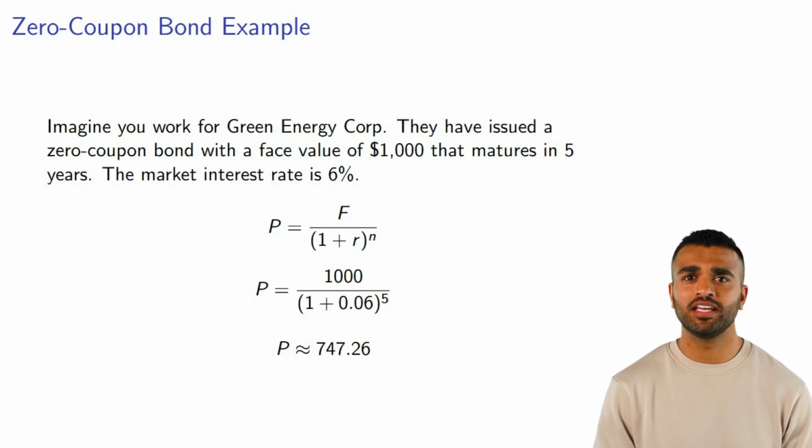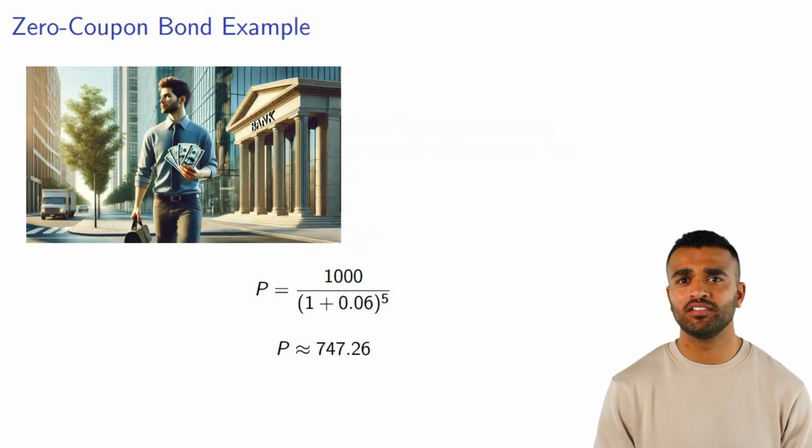So, the price of the zero-coupon bond is approximately $747.26. See, that wasn't too bad, was it? You can think about bond pricing in the following way. Imagine you're on the way to the bank to deposit $747.26 in an account where you will earn 6% interest per year. You're planning to keep this cash in your account for the next 5 years, and if you do the math, your savings will grow to $1,000 by the time you will withdraw them, five years from now.